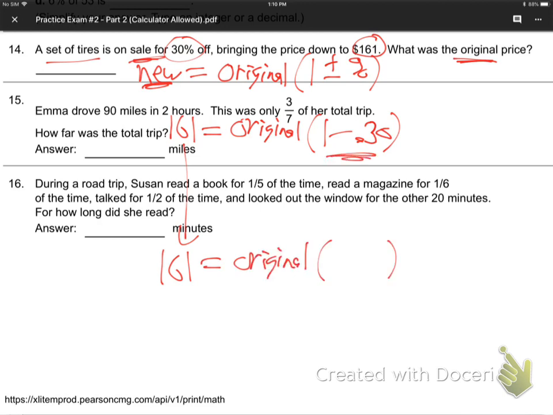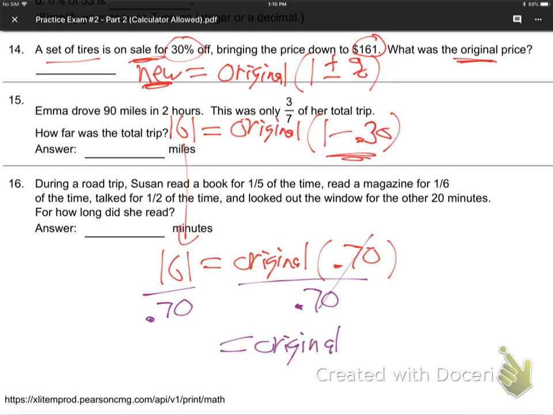times, and then 1 minus 0.30 is 0.70, and then solve for X there, or for the original, divide by 0.70 on both sides. So the original equals $230 was the original higher price before the 30% off sale brought it down to 161.